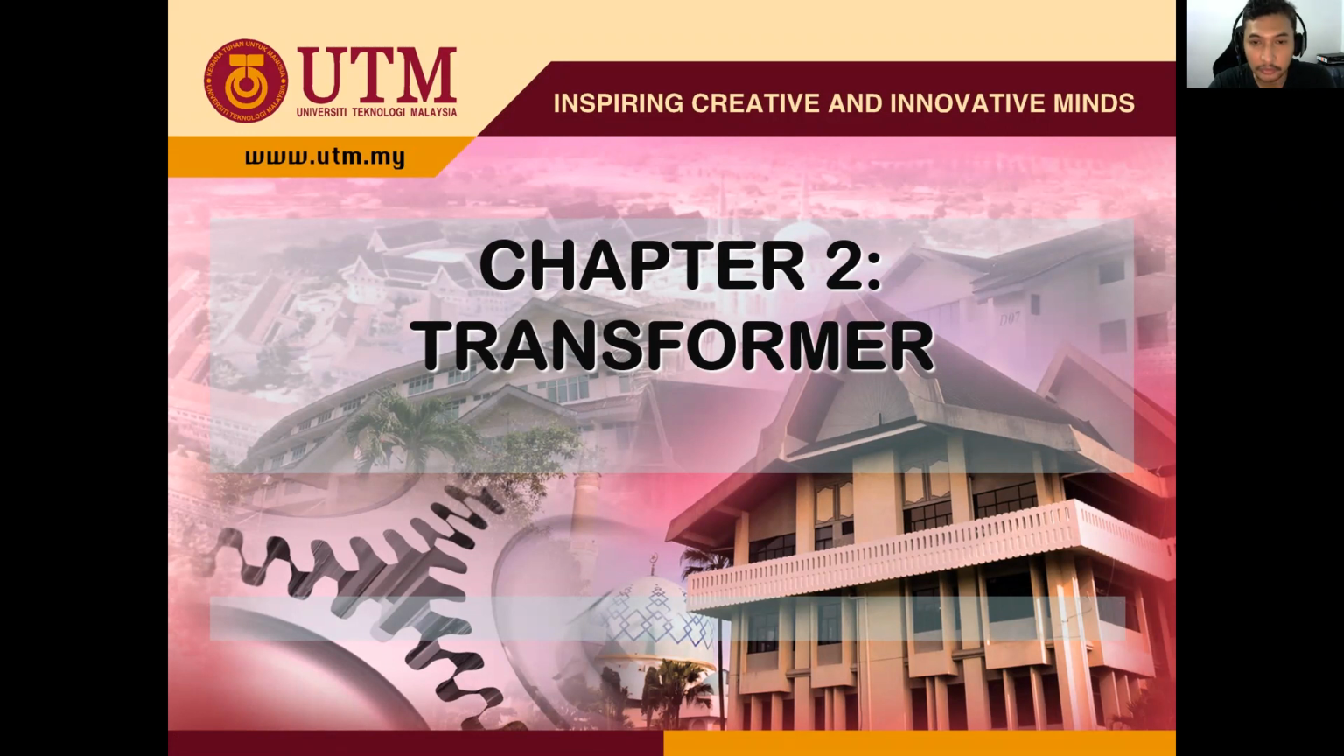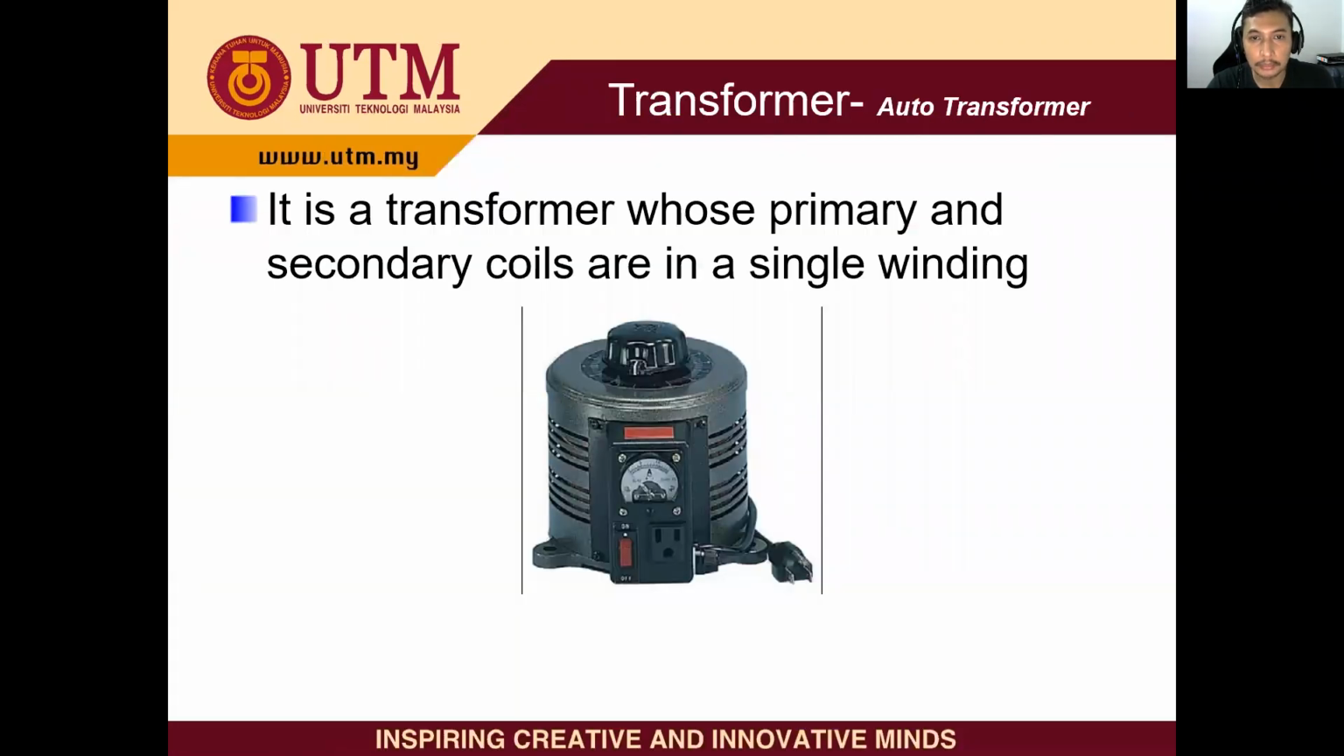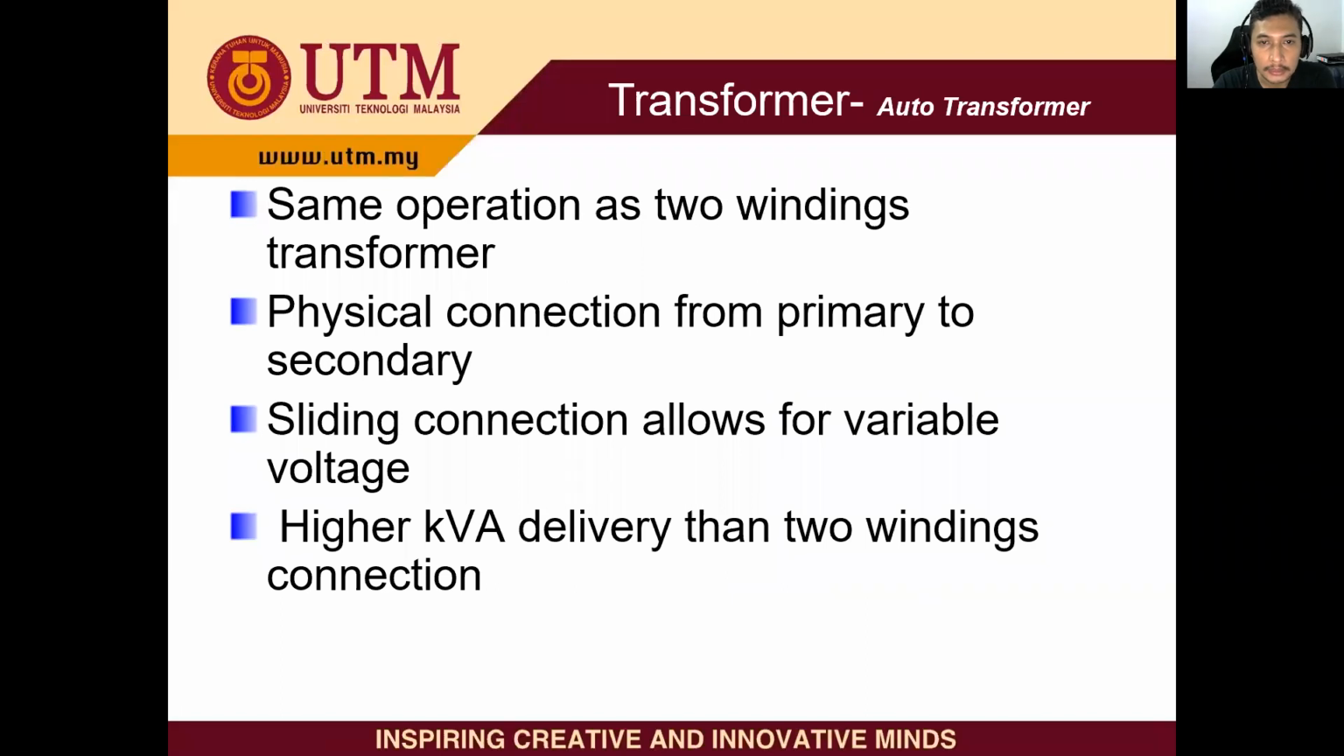This is the last subtopic for the transformer, where we will cover the auto transformer and also the three-phase transformer. So what is an auto transformer? It is a transformer whose primary and secondary coil are in a single winding. Meaning that there is no isolation between the primary and the secondary. The operation of this auto transformer is the same as the two winding transformer, but there is no electrical isolation, meaning that there is a physical connection from primary to secondary.